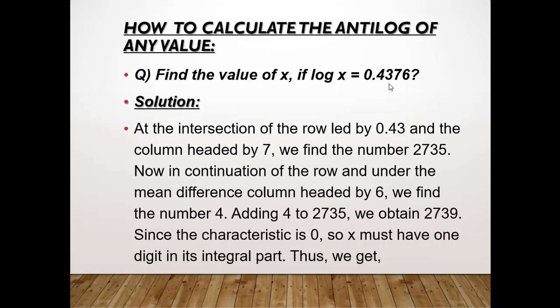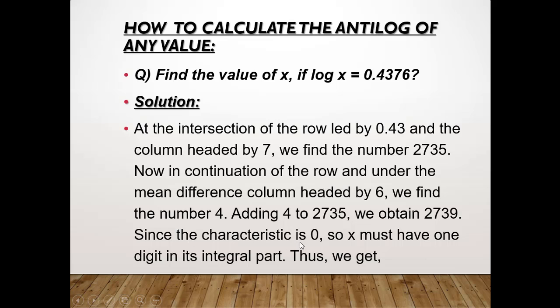This is the whole description, okay. At the intersection of the row led by 0.43 and the column headed by 7, we find the number 2735. This number 2735 is in the chart of the anti-logarithm table, okay. Now in continuation of the row and under the mean difference column headed by 6, we find the number 4. So we will get two numbers, 2735 and the second number is 4. We add both the values and we obtain 2739, which is the value, okay.